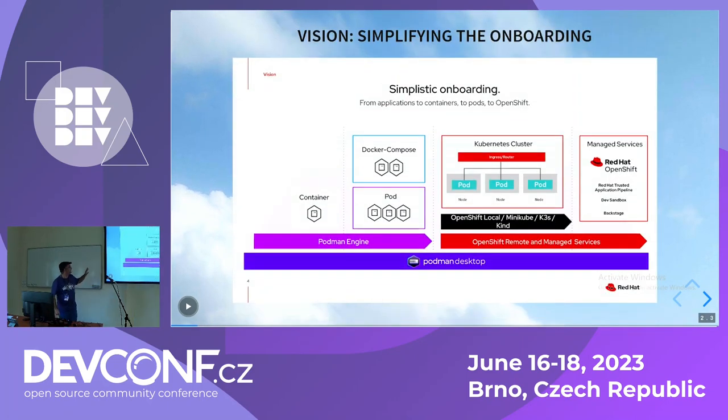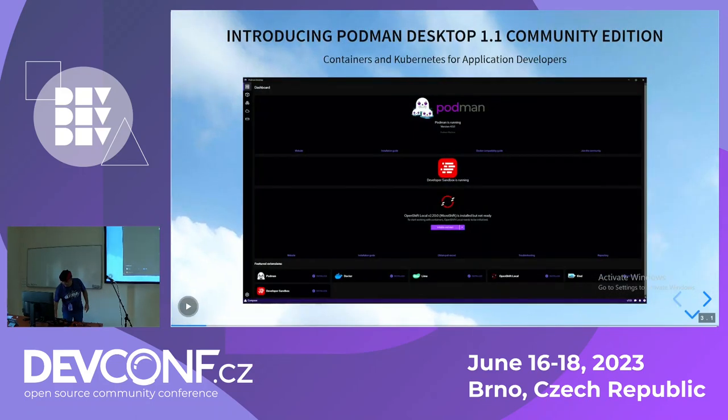And the idea is that Podman Desktop is not only controlling the container engine, Podman engine, or Lima, or Docker, but it's also playing with Kubernetes. You have just one click or a few clicks to do to transform what works on your container engine into something that works on Kubernetes.